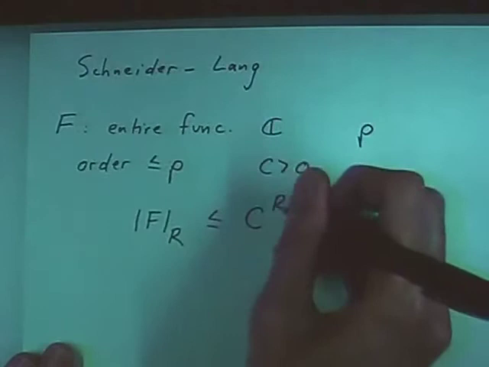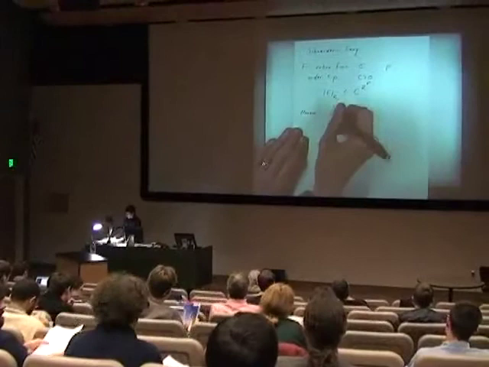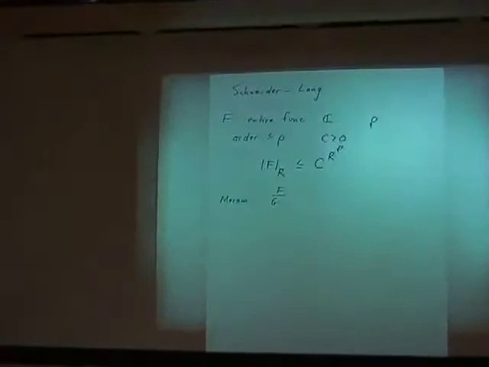So, for example, the exponential function has order 1, the Weierstrass elliptic functions have order 2, except, of course, they're not entire, so I have to say for a meromorphic function, you look at it as a ratio of entire functions, and its order of growth is the order of growth of the numerator and the denominator, so the maximum of those.